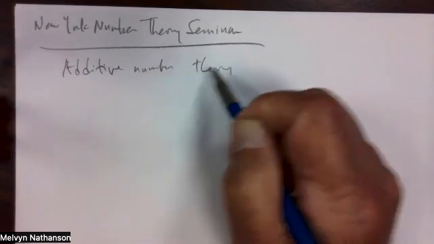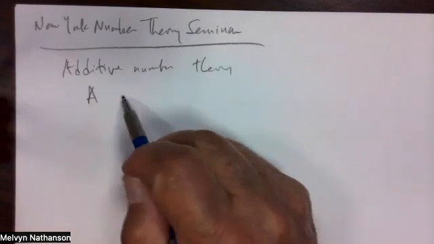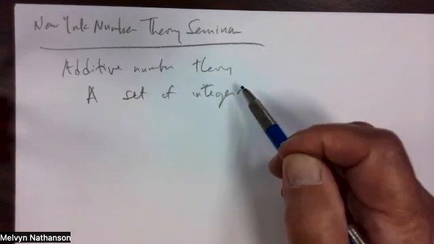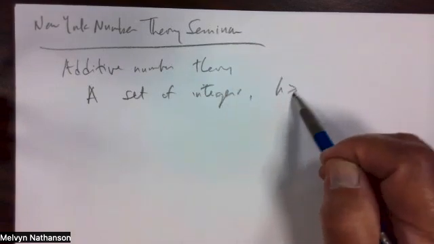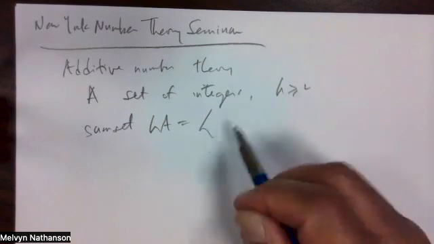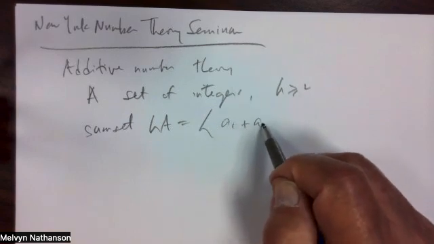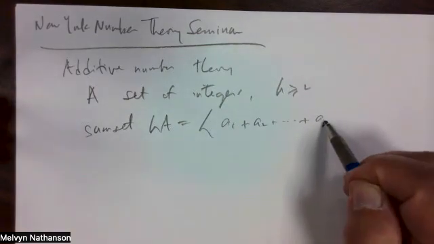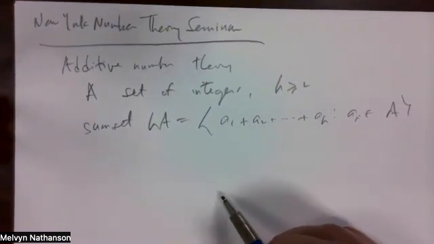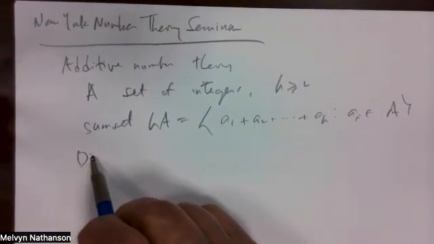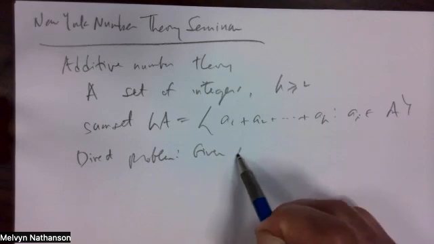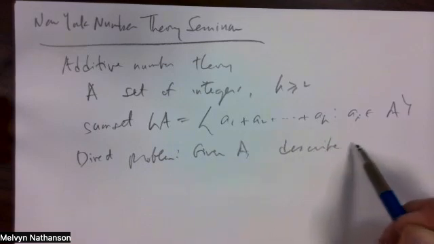And so the basic scheme is you have A, a set of integers, often non-negative, and we have an integer H, at least 2. And we look at the sumset denoted HA, which is all numbers that you can write as the sum of H elements of A, not necessarily distinct. And so the direct problem is: given A, describe HA.